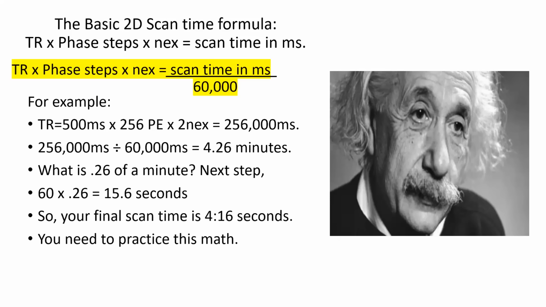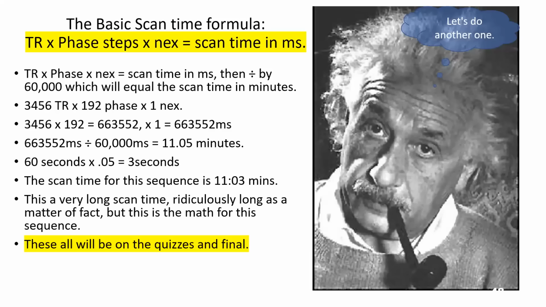You need to practice that, like I said. Okay, here's one more. So let's throw a T2 at you. 3,456 TR times 192 times 1 is 663,552 milliseconds. Divide it by 60,000, and that comes out to 11.05. 60 times 0.05 is 3 seconds. Your scan time here is 11 minutes and 3 seconds. Pretty easy math once you practice it a few times.